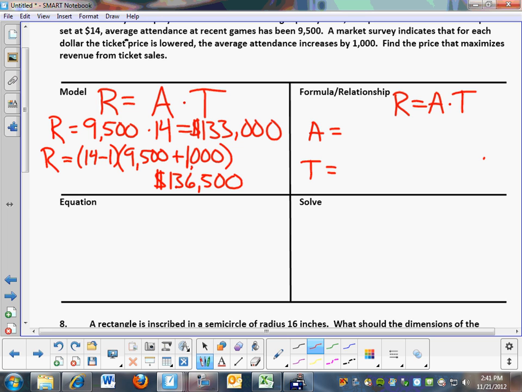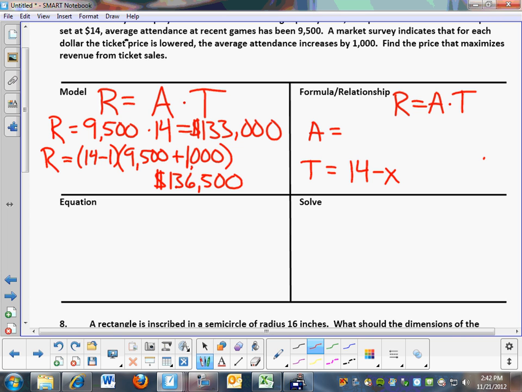In this case, we had 14 minus 1. I want to write an expression for the ticket price. 14 minus X. So X represents the number of times I lower that ticket price. No, T is the ticket price. I switched the order of these here. I'm sorry.